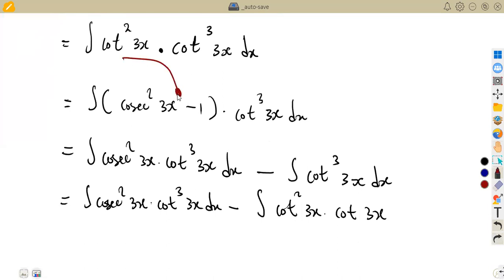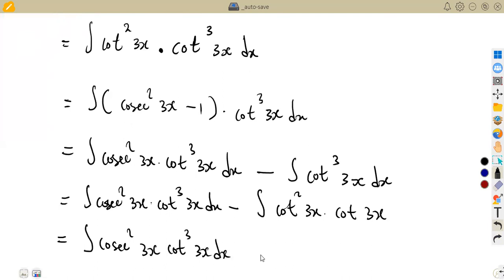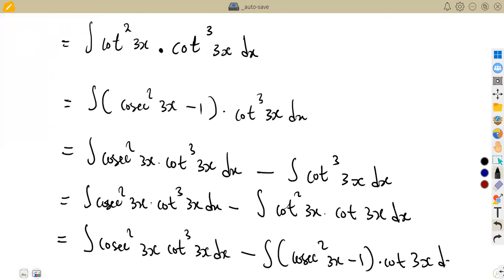We substitute again, just like the previous case. So this is what you're going to have. I'm just going to write as it is: cosec squared 3x cot cubed 3x with respect to x minus this one. We substitute the equivalent of cot squared, just like what we did on this part. We substitute the equivalent, which is cosec squared 3x minus 1 times this cot 3x that we have, with respect to x. So that is what we have for that part.